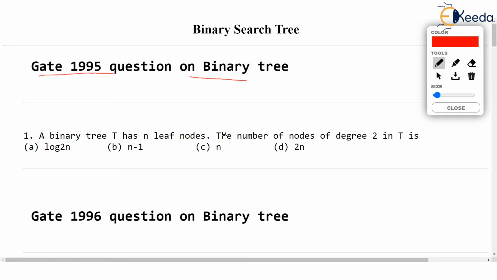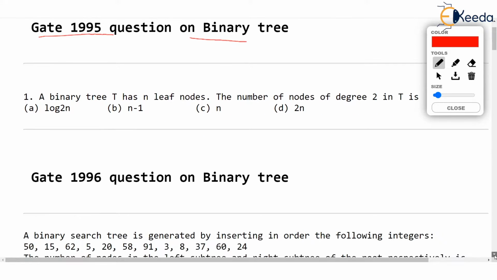The question is, a binary tree has n leaf nodes. The number of nodes of degree 2 in this tree T is, the options are given. The first option is log of n to the base 2, and the last option is 2 raised to n. Please excuse me for this.